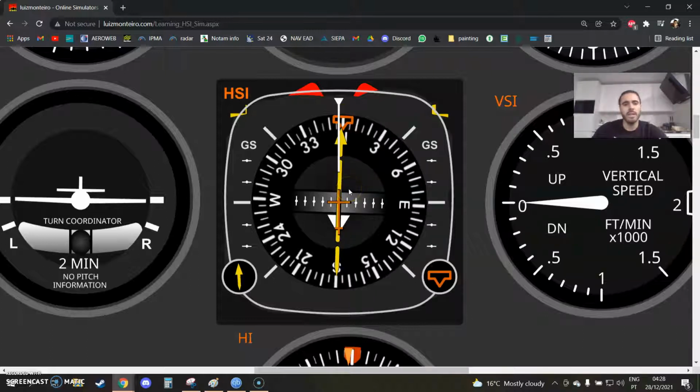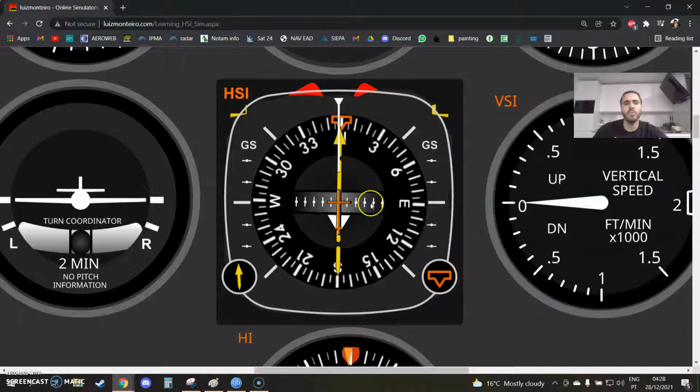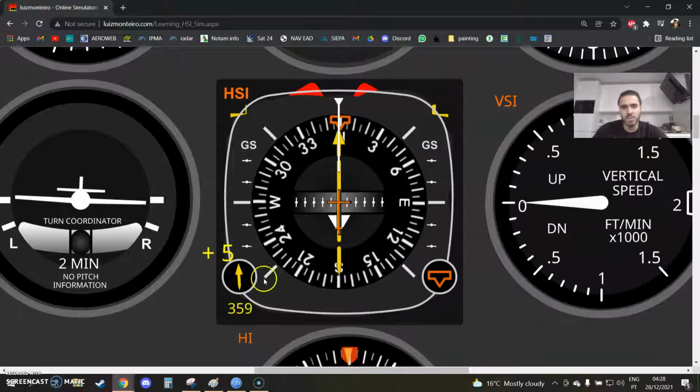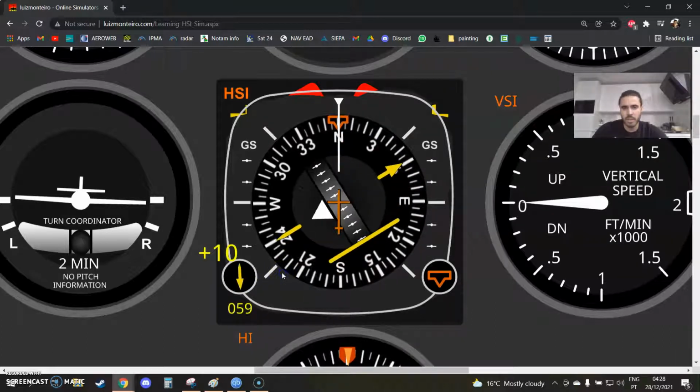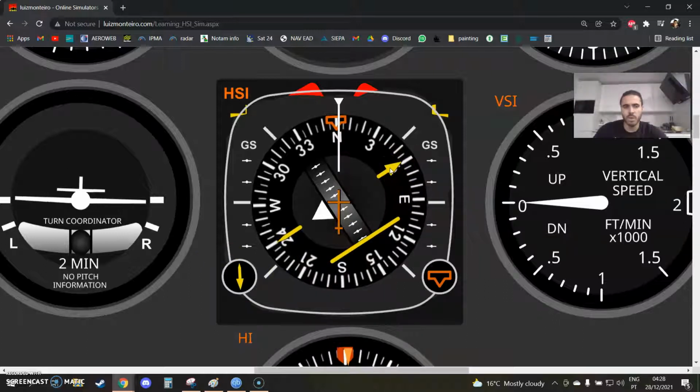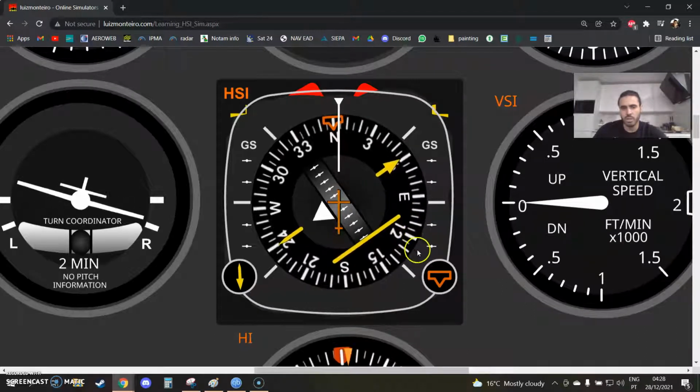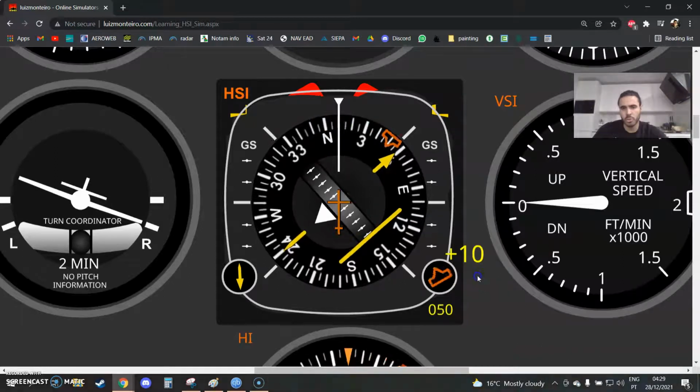So guys, what I want to do is, for instance, intercept, let's say, radial 060. First thing, I'm going to select it and think to myself, okay, radial 060 is at my right, because the CDI went to the right. And the first thing I want to do is head towards the end of the CDI. Let's do it like that. I'm gonna show you.